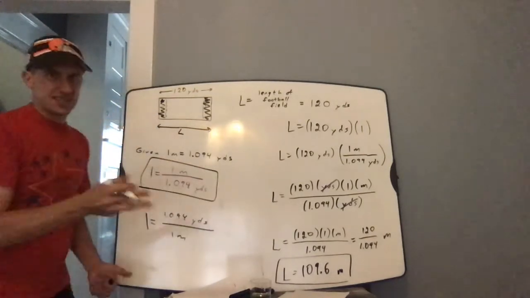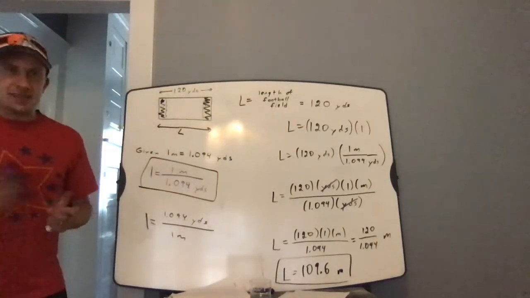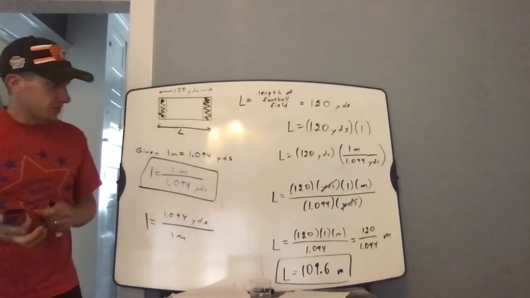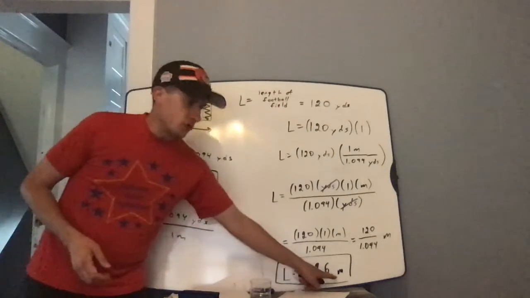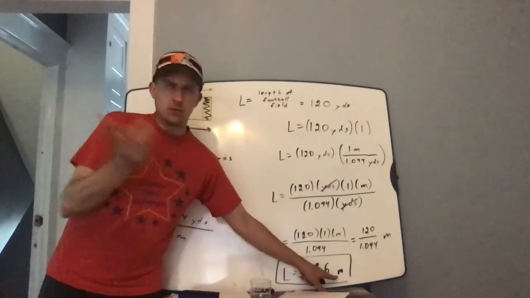Why did I choose this instead? One thing is, I know that at the end of the day, I want my final answer to be in meters. So if my final answer has yards anywhere in it, I did something wrong, or I was not efficient with what I wanted to do.